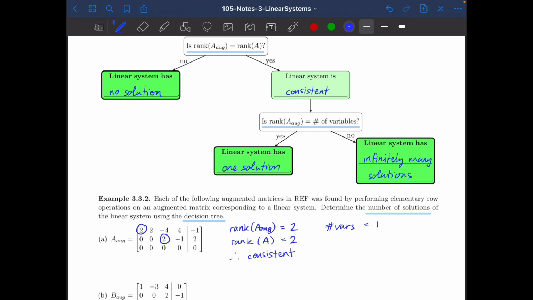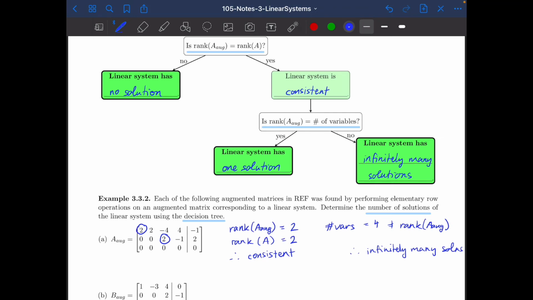What is the number of variables in this case? It is 4. That's the number of columns to the left of the column of constants. So the number of variables is 4, which is not equal to the rank of the augmented matrix that we had found to be 2. And so therefore, the linear system has infinitely many solutions, since the answer to the second question in the decision tree is no.